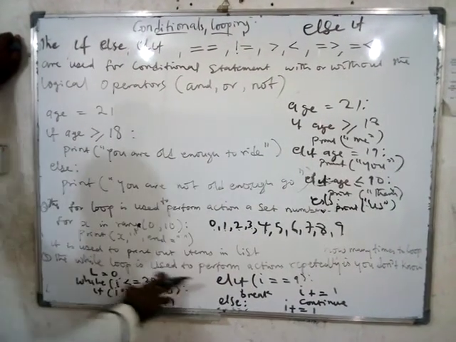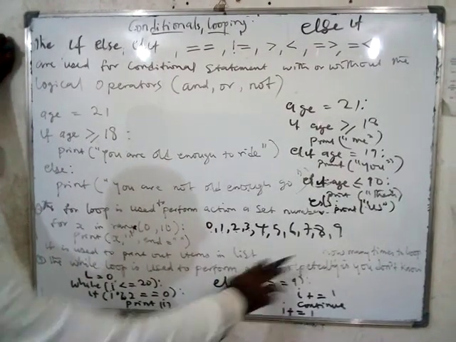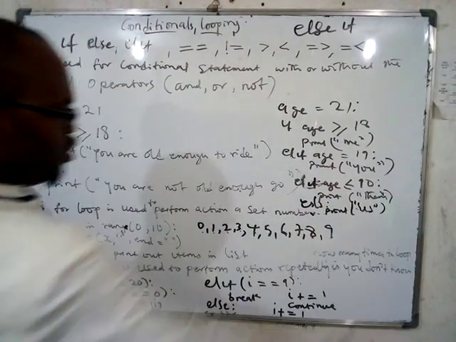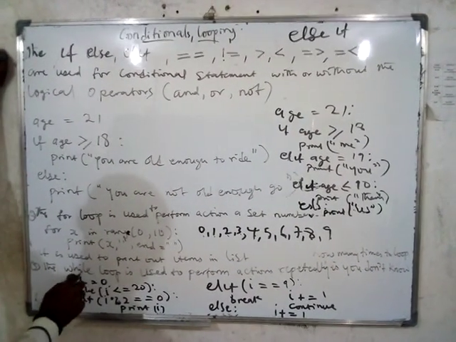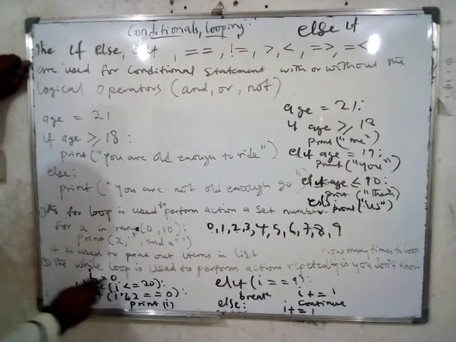Now, the while loop is used when you want to perform actions repeatedly, but you don't know how many loops you're going to make. So you start it by initializing the variable i equal to 0.